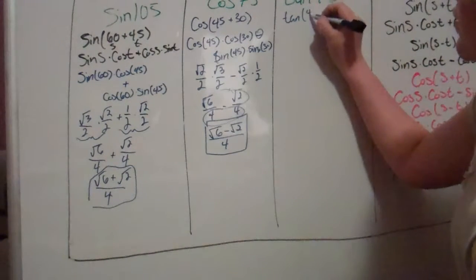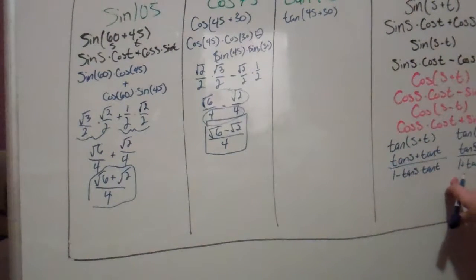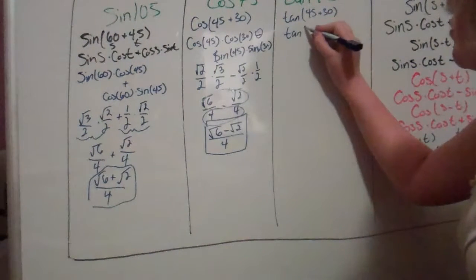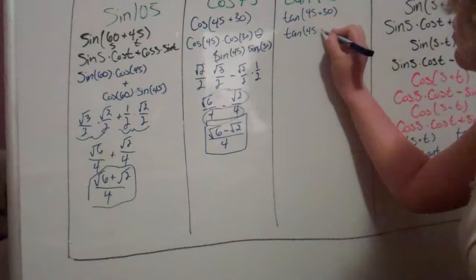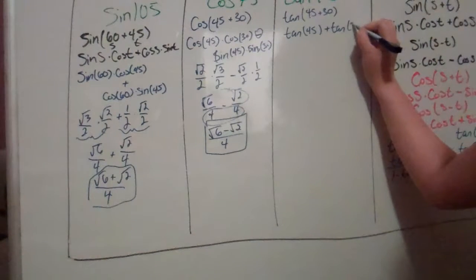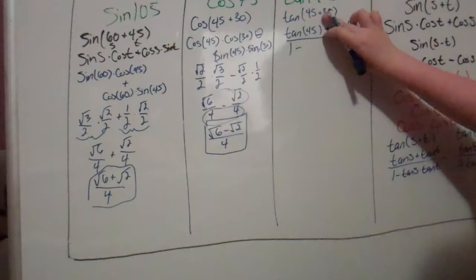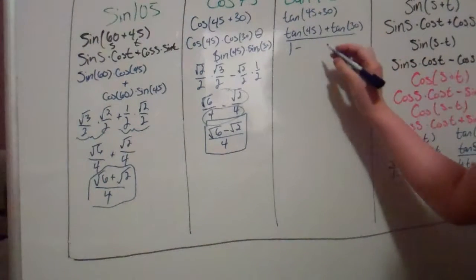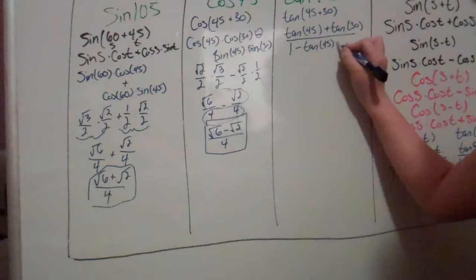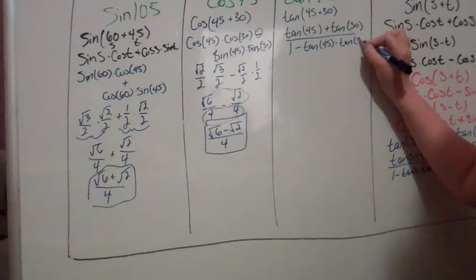Tangent of 45 plus 30. We'll be using our tangent addition equation. Tangent of s, which is 45, plus tangent of t, which is 30, all over 1 minus, because we will need to be keeping the opposite of this sign, tangent of s times tangent of 30.